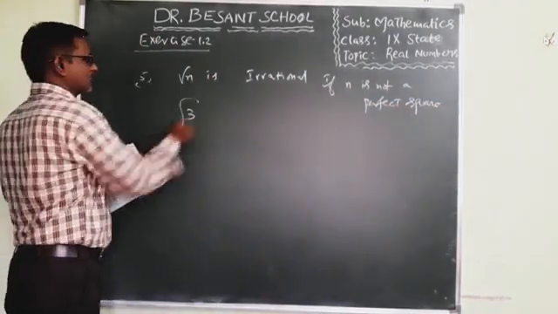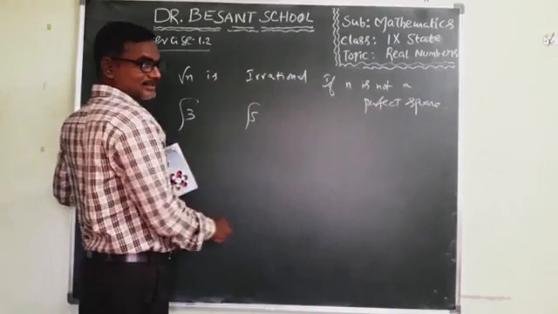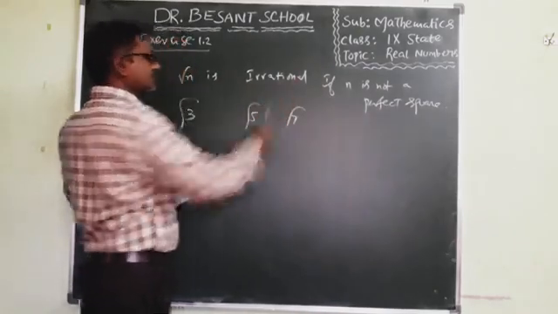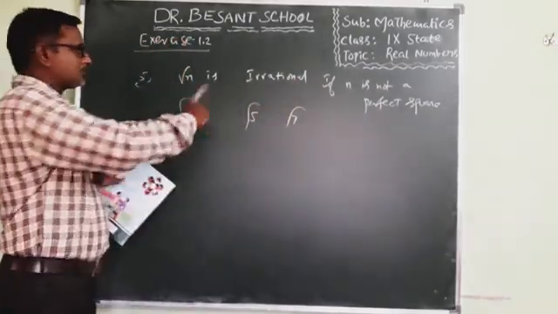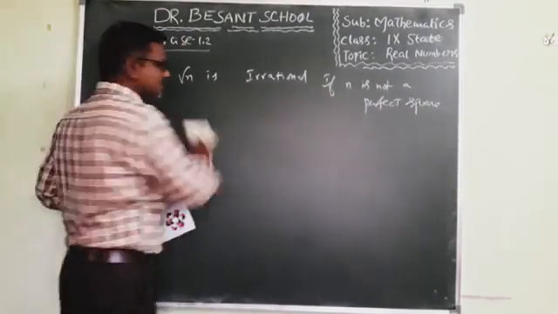3 is not a perfect square, root 3 is irrational. 5 is not a perfect square, root 5 is irrational. 7 is not a perfect square, root 7 is irrational. So whenever n is not a perfect square, root n is obviously an irrational number. So it is a true statement.